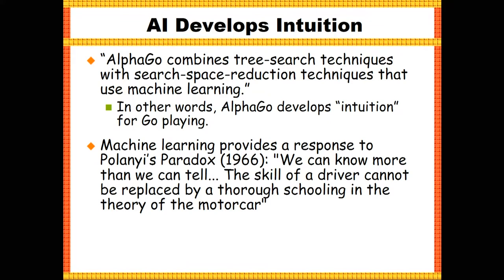If you ask Lee Sedol, how do you play? He won't tell you, oh, I know that in this situation you do this. He has deep intuition. And AlphaGo developed deep intuition. The fact that today machine can develop intuition answers an objection to AI that was voiced by the philosopher Polanyi more than 50 years ago. This became known as Polanyi's paradox. Polanyi says, we know much more than we know how to describe.